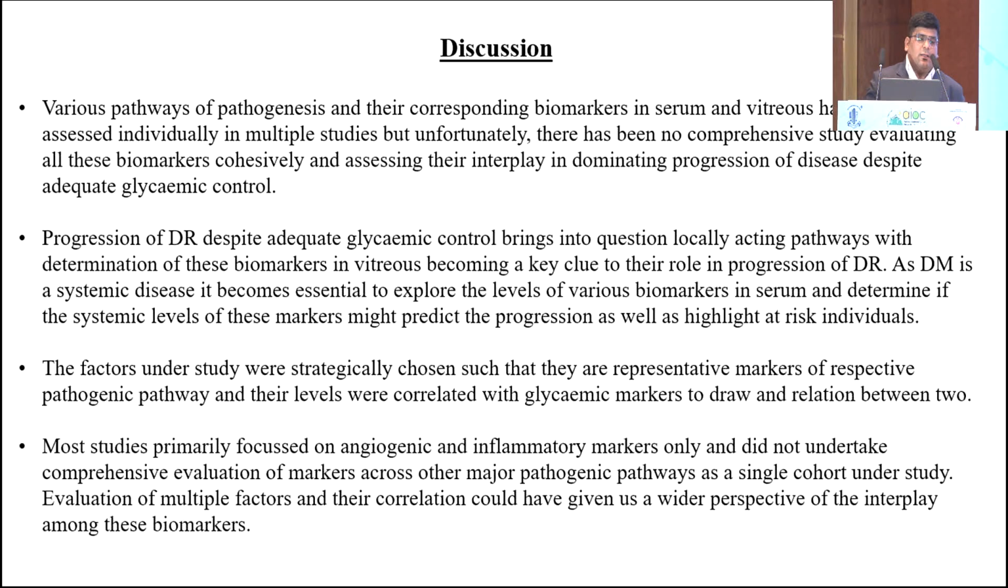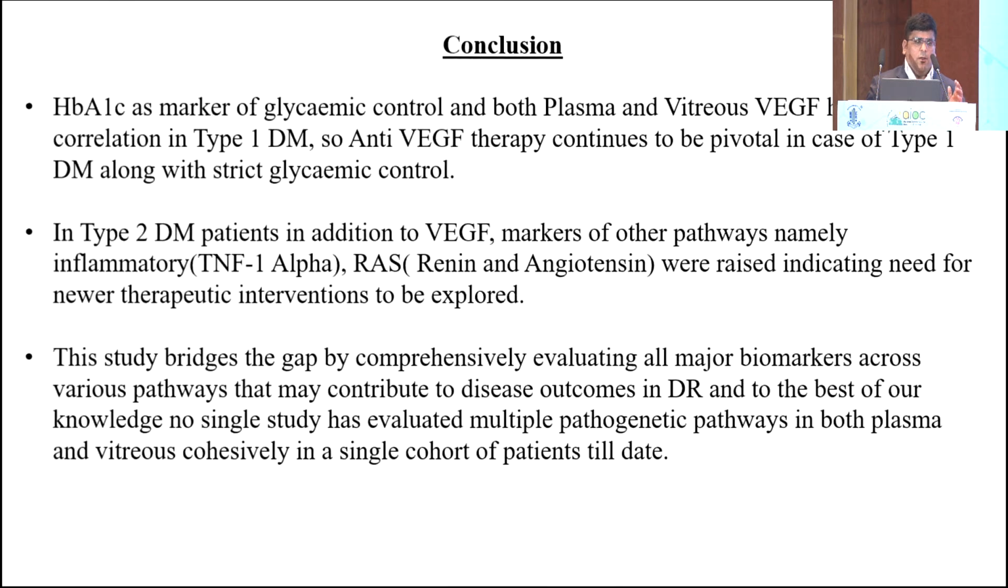So coming on to the discussion, there have been various pathways under evaluation. The progression of DR definitely depends upon the glycemic control of the patient. All these factors under evaluation were chosen such that they were representative of the different pathways. So we came to a conclusion that in type 1 diabetes mellitus, it was the angiogenic pathway that was predominant. So again, anti-VEGF therapy continues to be a very effective therapy in type 1 diabetes.